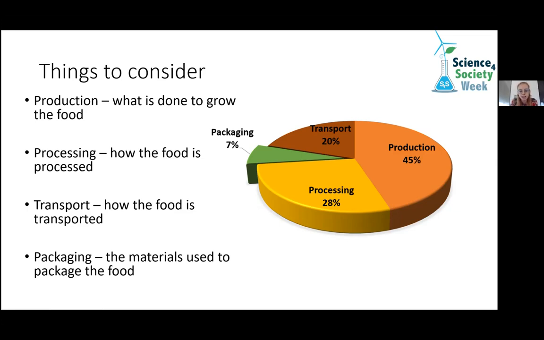Processing is the next thing. Who's heard of processed food? I'm sure lots of people have heard of processed food. So when food is processed, it's often made into something else. So that can be when we preserve food. So if it's pickled or smoked, that could be making it into something else. So when we take wheat and turn that into flour, or when we take the flour and bake that into a cake, that would all be considered processing.